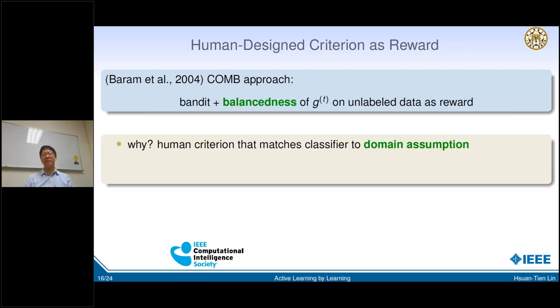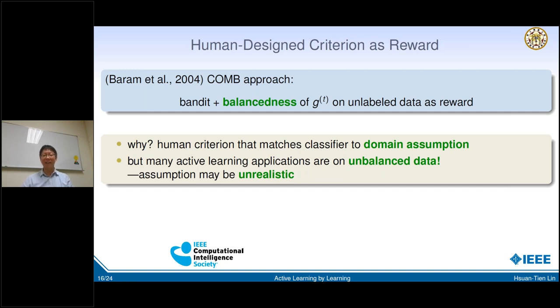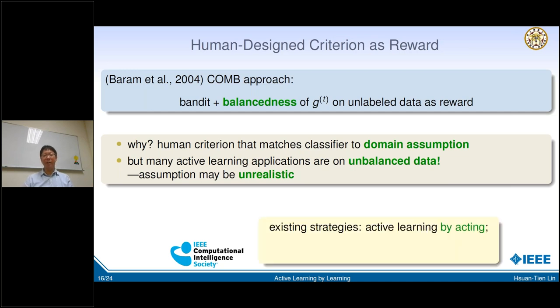This is coming from a domain assumption that if you have cases where you have really matching positive and negative examples. So that's a domain assumption. If you are working on balanced data sets, then your classifier should be somewhat balanced. But this is still a heuristic. And if you want to apply active learning on unbalanced data, which is also some of the application directions, then this assumption may not work. This assumption may not be realistic. So in our view, existing single strategies are active learning by acting like what humans do. The COM strategy is also active learning by acting towards a balanced assumption. And our active learning algorithm is active learning by learning from the feedback that comes from the approximate test accuracy using the weighted training accuracy.